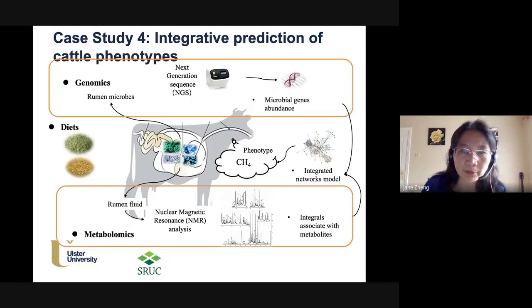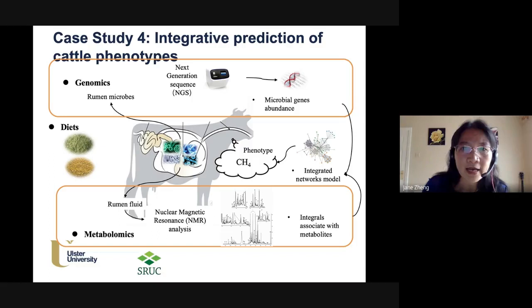So finally, that's the final case study. I know I may run out of time, I hope it's not over time too much. This final case study is a current ongoing work that another PhD student is currently doing. I try to integrate prediction of the cattle phenotype.